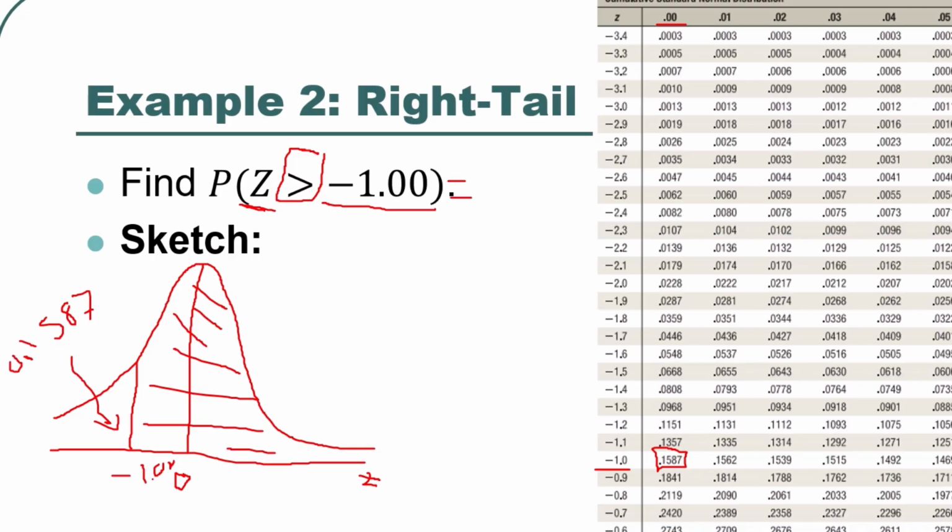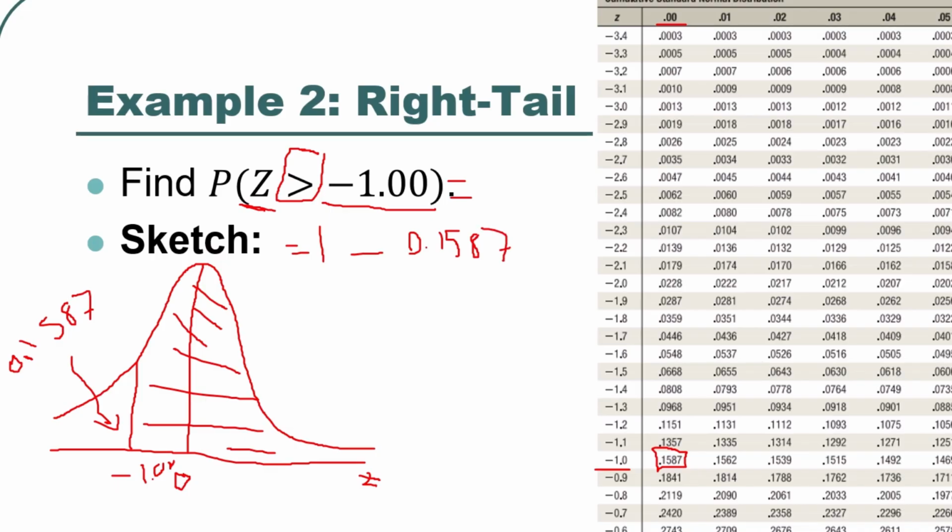0.1587. So this is the white tail. The right tail, which is having these lines in it, is my target. This is nothing but 1 minus that area. Why? Because the total area under the curve is 1, and the complement of this right area is actually my left area. So according to the probability rules, I can get it by 1 minus the left area. So right area would be 1 minus the left area.